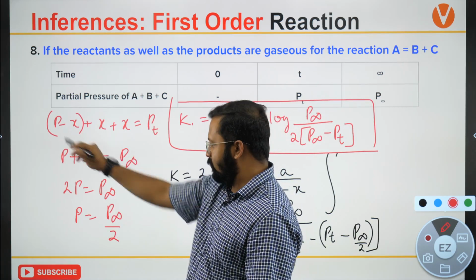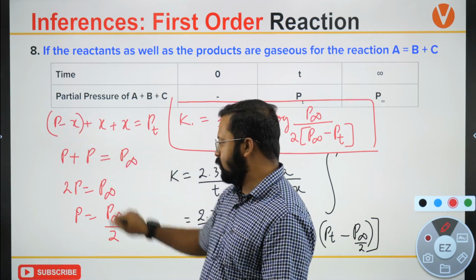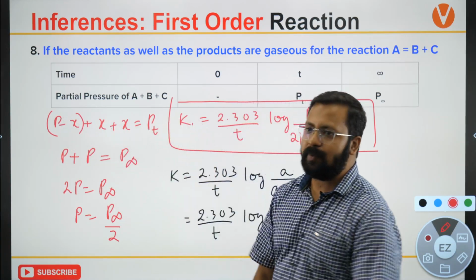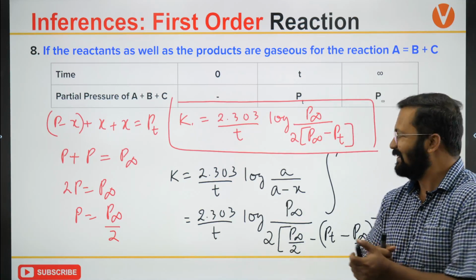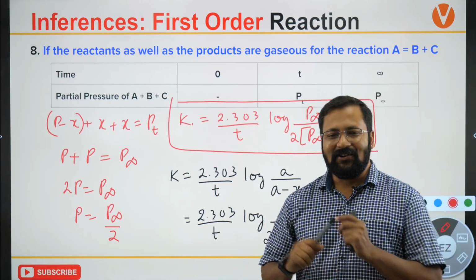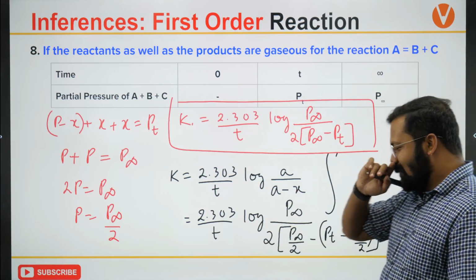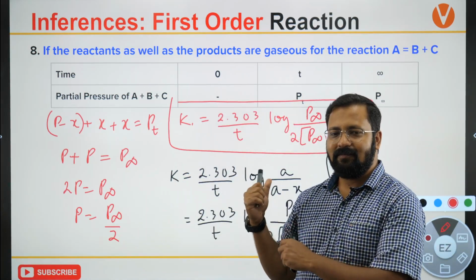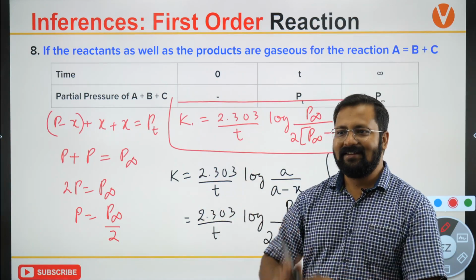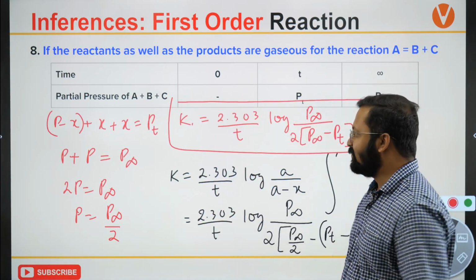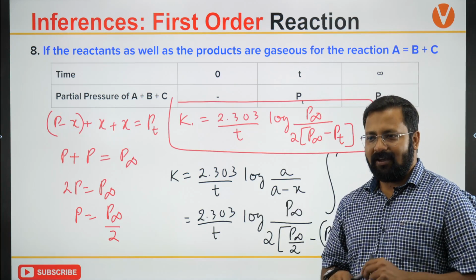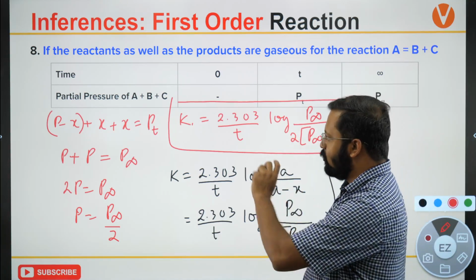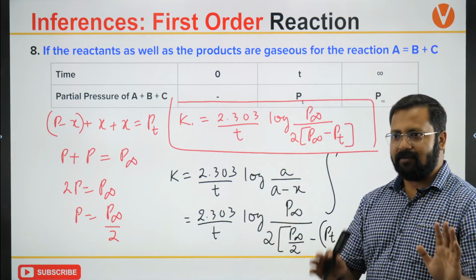I put the value over here. You are given P infinity by 2. You put the value of P infinity by 2 over here. Plus X is equal to PT. Okay. So you'll get this expression. So my objective is always, अरे मैथ्स है, सिंपल मैथ्स है यार, सॉल्व करने की कोशिश कीजिए. Okay, try to solve this very simply. Like try to do it in a piece of paper. ठीक है?